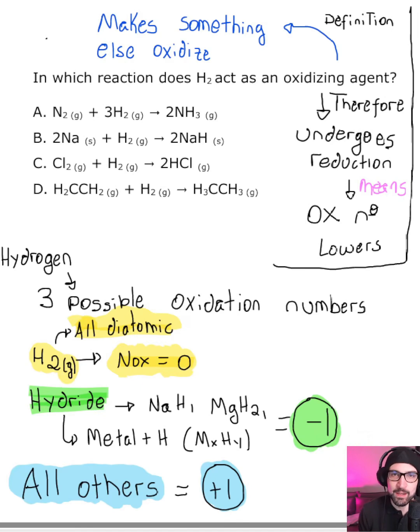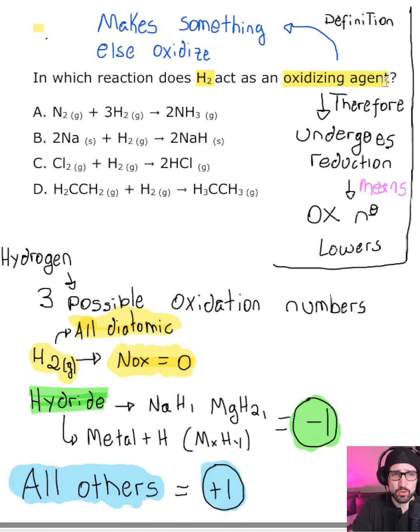Today, we're going to crush another IB chemistry question. So stick with me. This is a paper one. So let's crush this IB style question, shall we? All right. This is a redox question, right? An oxidation and reduction. And the question says, in which reaction does H2, so we're focusing on H2, act as an oxidizing agent?